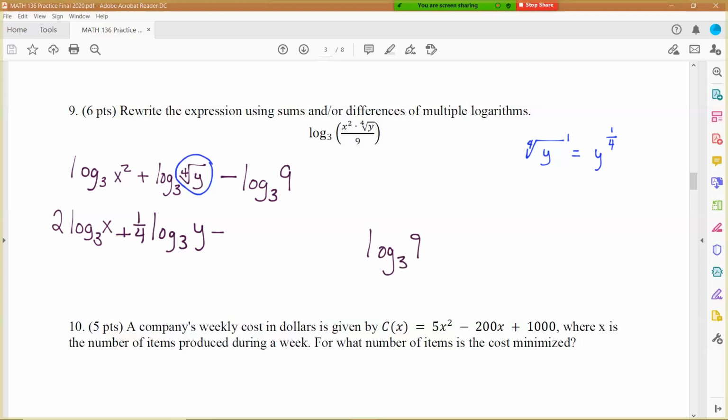Now, 9's not an exponent, so only exponents get moved out front. I want you to type this in your calculator using the change of base formula. Change of base formula says take log 9 divided by log 3. Something crazy is going to happen. It's not really crazy. So do change of base on just this portion right here and tell me what you get.